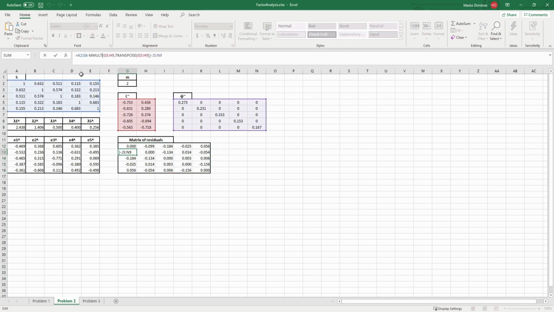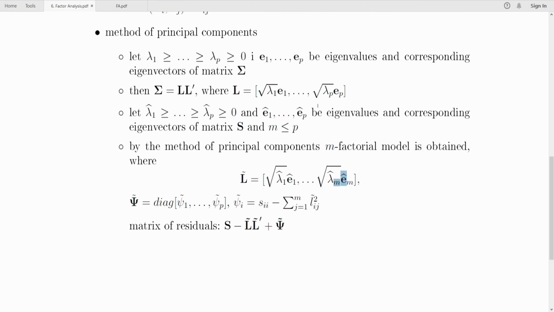When we just substitute this formula, so S minus our L, this one, times this transposed, plus this matrix. So this is what it says here. Oh, this is minus. Yeah, it's actually minus. It's a mistake in the notes. So here it is not plus, it's minus. So it's a mistake. Hopefully before I upload it, I will fix it if I don't forget.